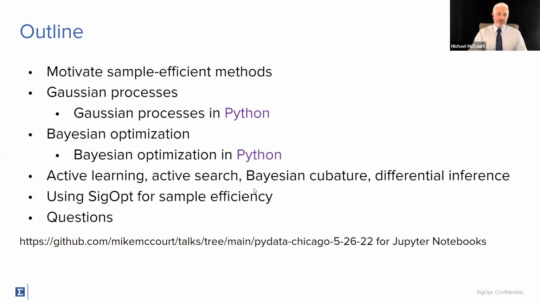And then I'm going to talk about some of these other methods that I have listed here, which are among this related sample efficient methods topic, and show a little bit of that in Python. And then I'm going to show some use of SigOpt to invoke some of these methods. In particular, we'll talk some about what SigOpt is, how it's designed, and how it gives people access to all of these things without them having to know all of the crazy math sometimes that's behind the scenes.